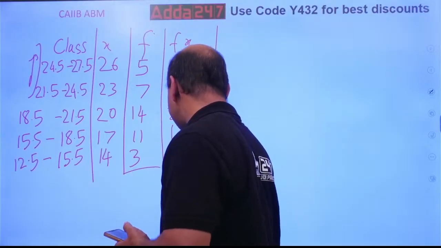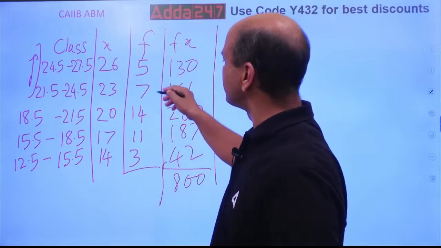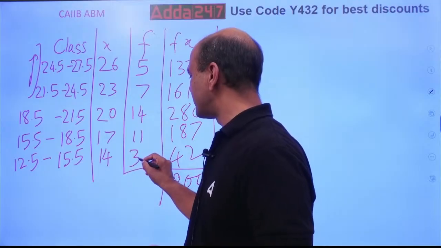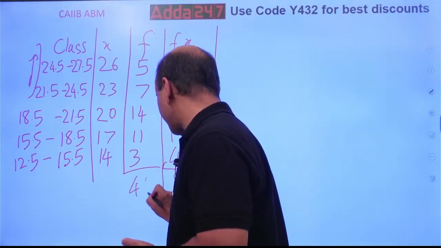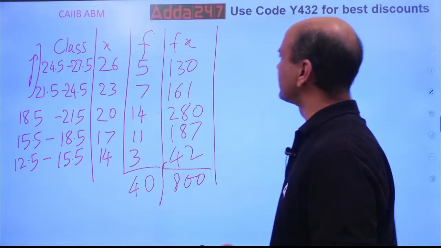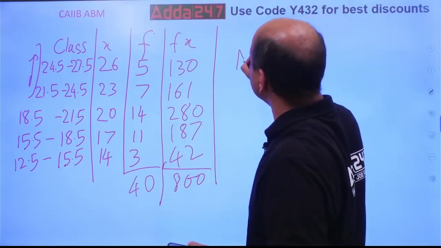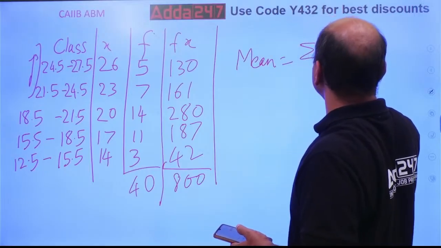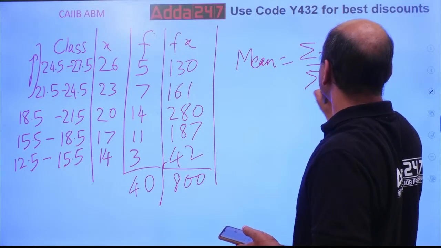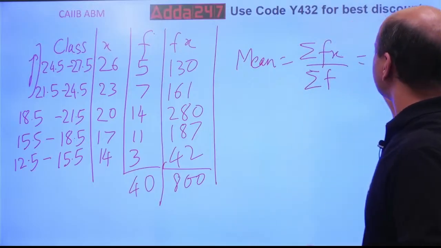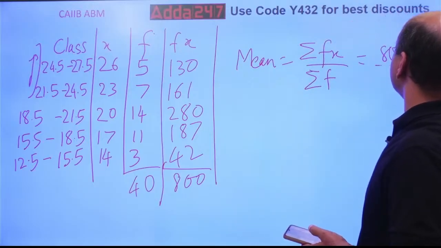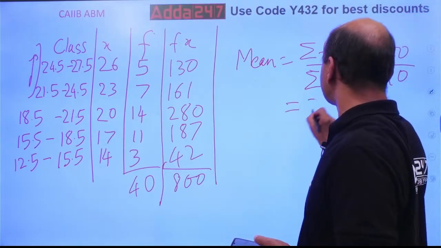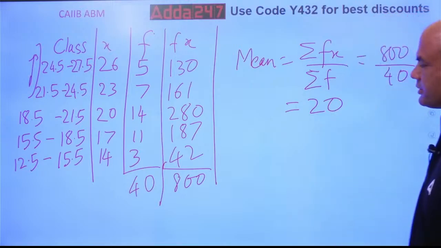800. And what about this? Summation f is 7 plus 5 is 12, 12 plus 14 is 26, 27 plus 10 is 37, 37 and 3 is 40. So 40. So what is the mean? Mean equals summation fx upon f. So that is equal to 800 upon 40, which is 20. 20 is the mean, right?